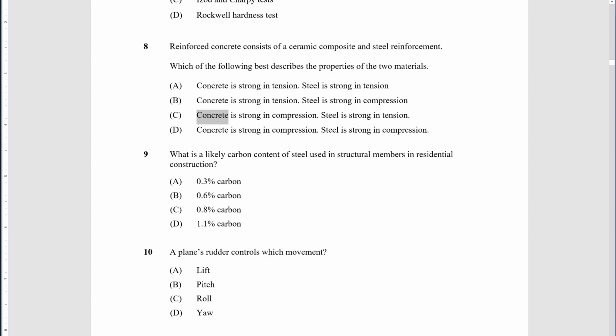What is a likely carbon content of steel used in steel members and structural members in residential construction? 0.3% carbon. So I do think that being able to know carbon contents is something we did in our ferrous metal handout. So it is something that I kind of expect people to be familiar with.